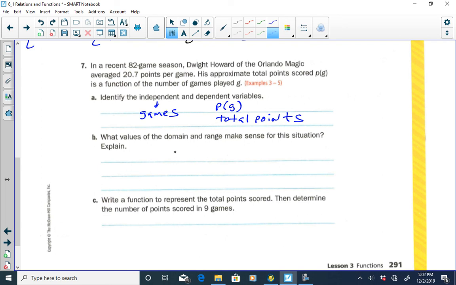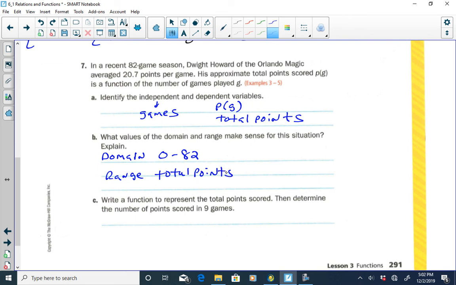What values of the domain or range make sense for this situation? Well, if it's an 82-game season, your domain or inputs should be anywhere from 0 to 82, or if you want to do 1 to 82. Those would be your domain values. The 82-game season should be 0 to 82 or 1 to 82. Your range would simply be your total points.